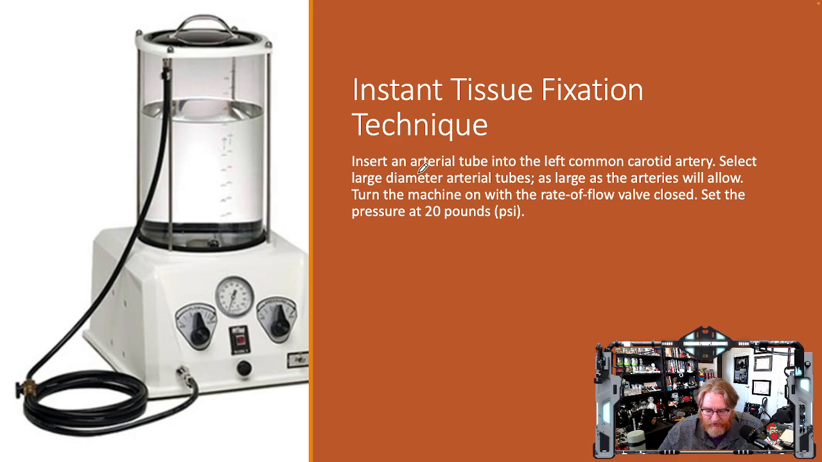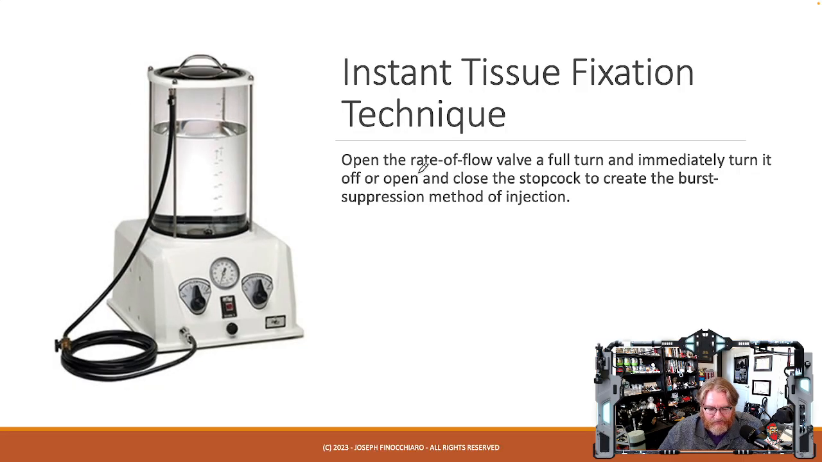It says turn the machine on with rate of flow valve closed. Set the pressure at 20 pounds per square inch. And then open the rate of flow valve a full turn, immediately turn it off, or open and close the stopcock to create the burst suppression method of injection. The moral of the story here is you are squirting at relatively low pressures, 20 psi is relatively low, a burst of this solution in the head and you're immediately stopping it. So this is where a stopcock becomes extremely useful.